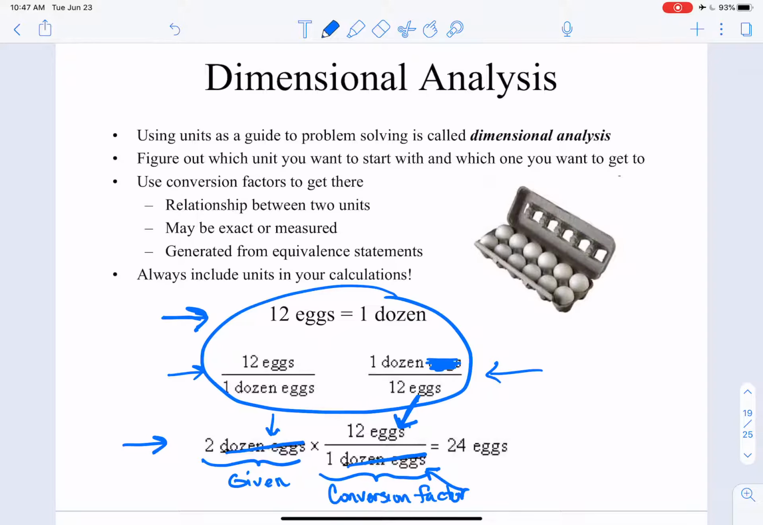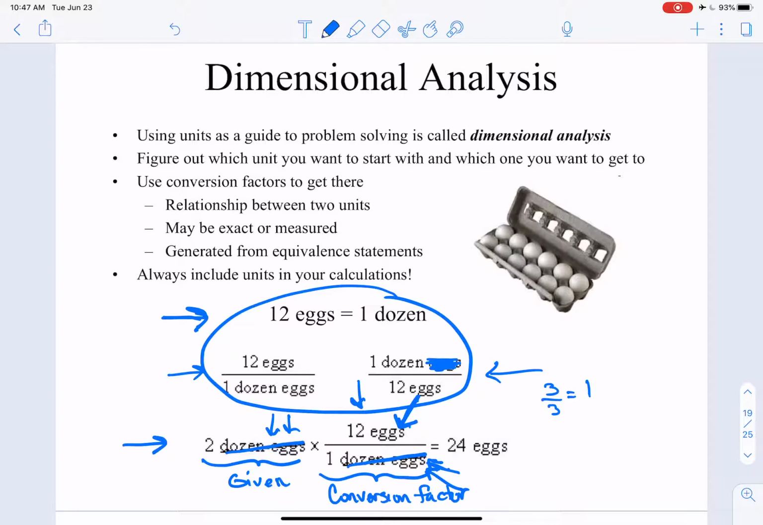The conversion factor is an equivalence statement that allows you to move to the unit you want to get to. So we know that we have 12 eggs per 1 dozen eggs. And we put 1 dozen eggs on the bottom here, because dozen eggs on the top divided by dozen eggs on the bottom there gives us what? Gives us 1, because anything divided by itself is equal to 1.